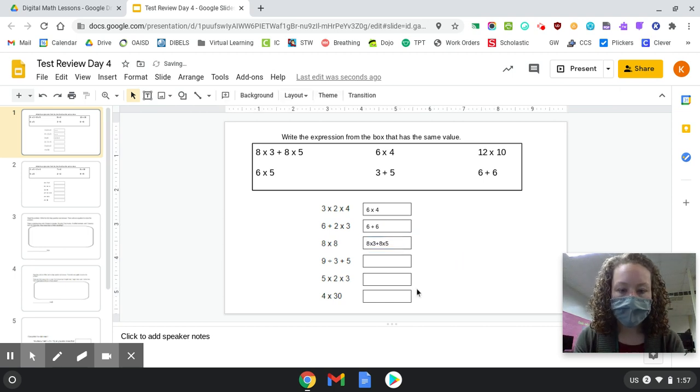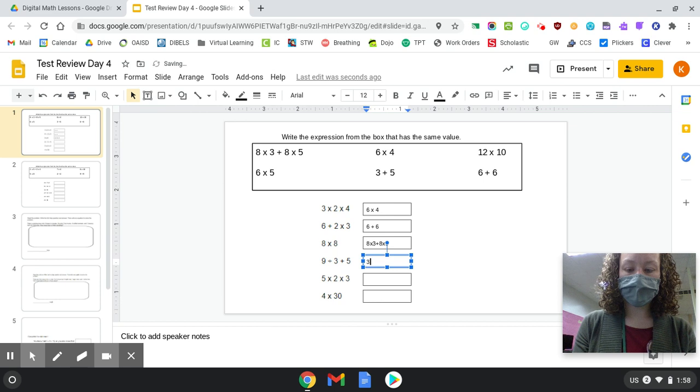Next, 9 divided by 3 plus 5. Order of operations, no parentheses here. So I'm going to look for multiplication and division. I need to do this division first. 9 divided by 3 is 3, plus 5 more. 3 plus 5 more would be 8. So look at your paper, which one equaled 8? That would be this one here, 3 plus 5. So I'm going to type that in here, 3 plus 5.